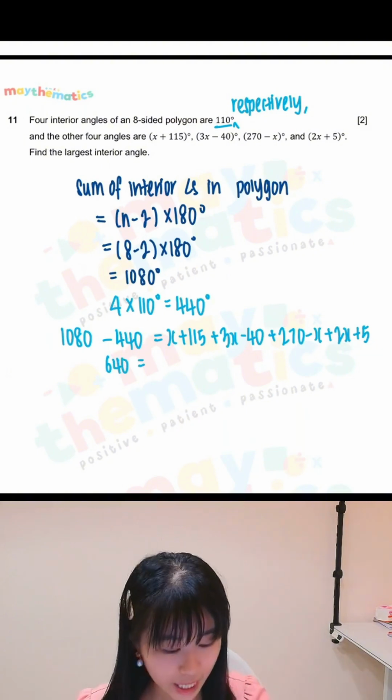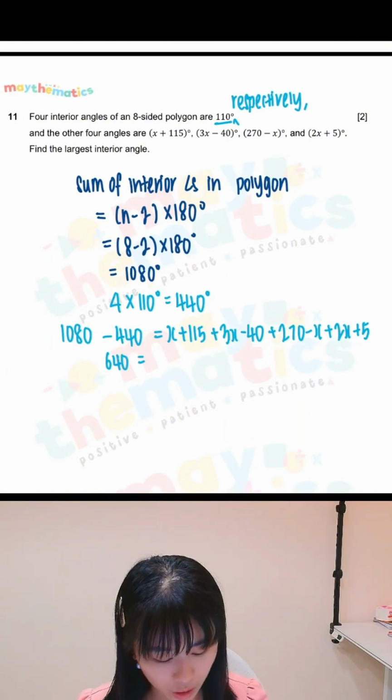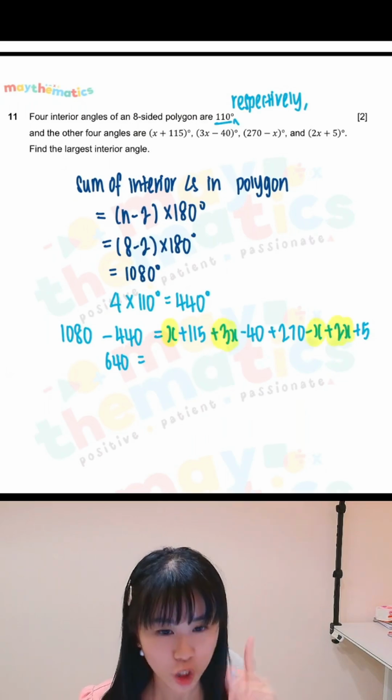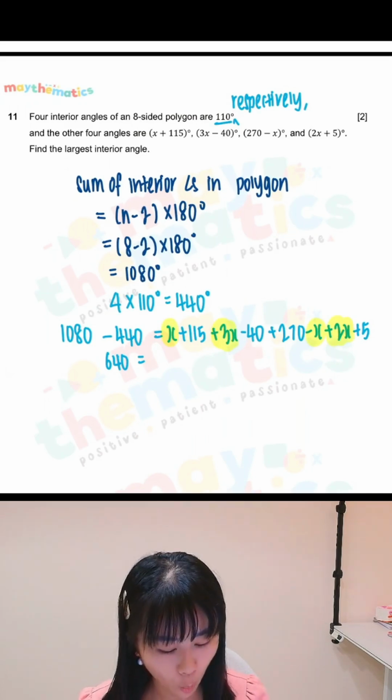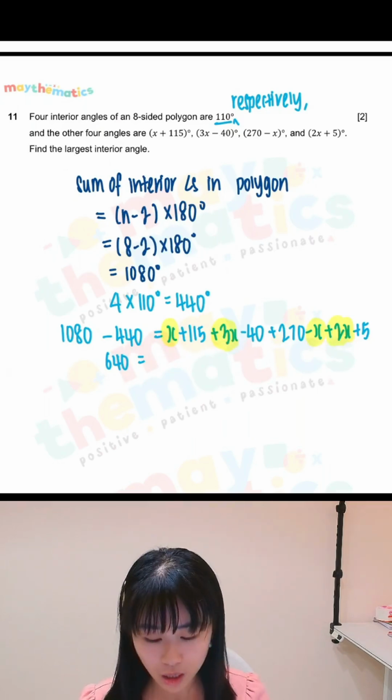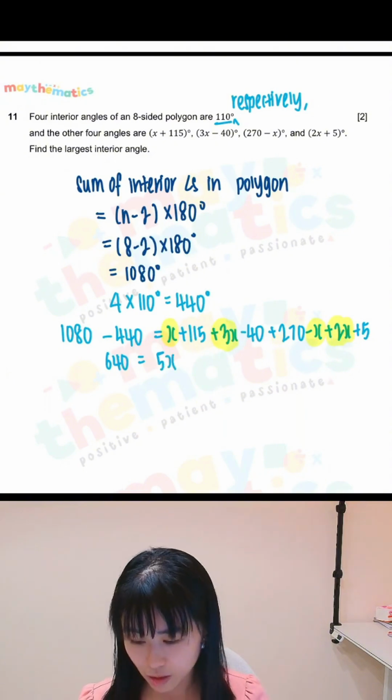On my right side, I'm going to combine all the like terms together. x plus 3x minus x plus 2x. Just key in your calculator: 1 plus 3 minus 1 plus 2. So you'll get 5x.